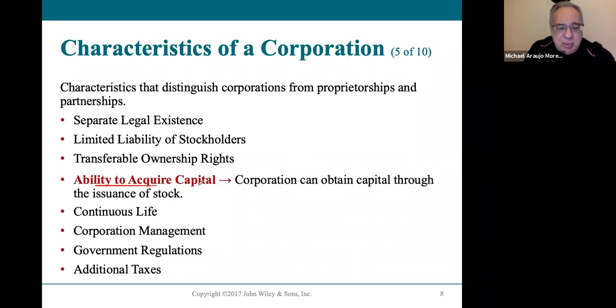Another thing that's important is that when you're a corporation and you decide to sell a lot of shares, you can raise a lot of money, and that's what's really important to understand. One of the big pluses of a corporation is the ability to raise a lot of money by issuing shares of ownership.